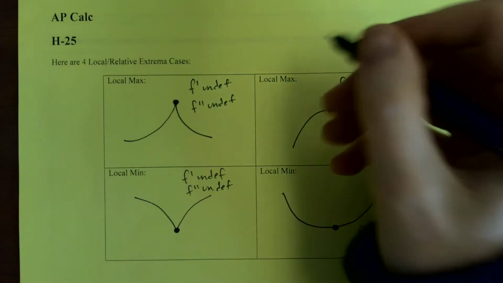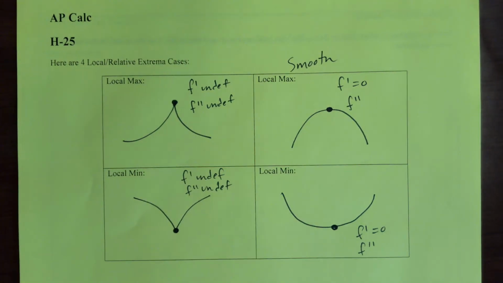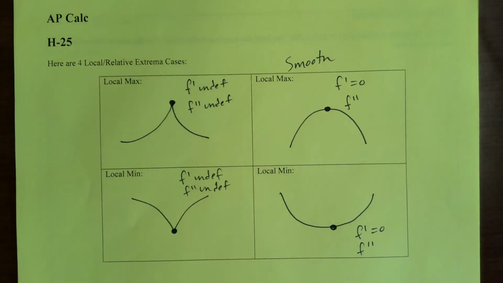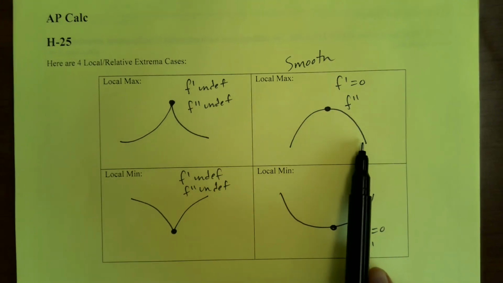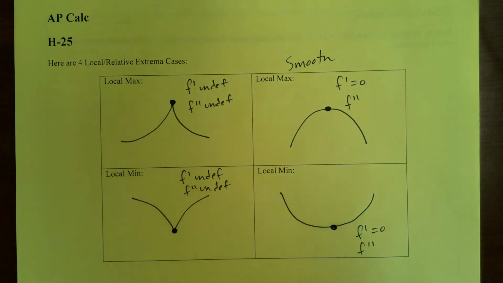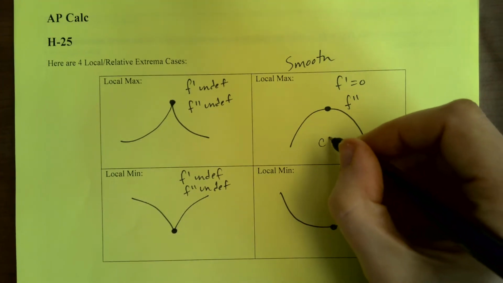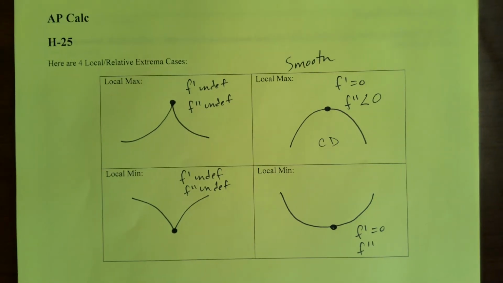But then over here we have the smooth cases. Okay, you have a local max. If it's like a smooth local max, it will be the case that f prime is equal to 0, because you'll have a horizontal tangent, and f double prime, in this case, if you've got a smooth local max, then the graph is, remember f double prime tells you about concavity, the graph is concave down, so f double prime is less than 0.